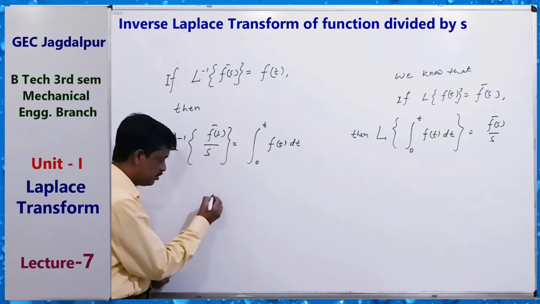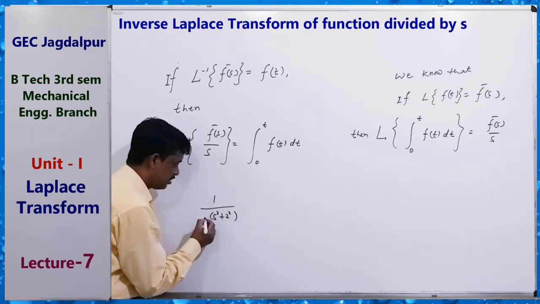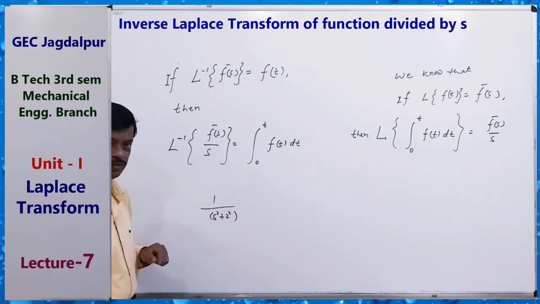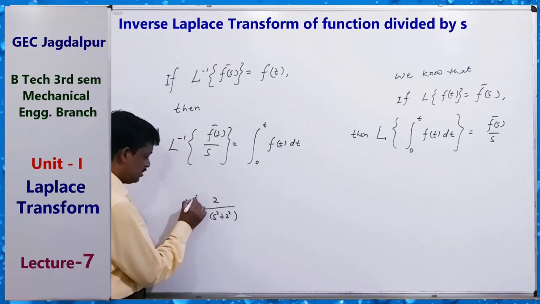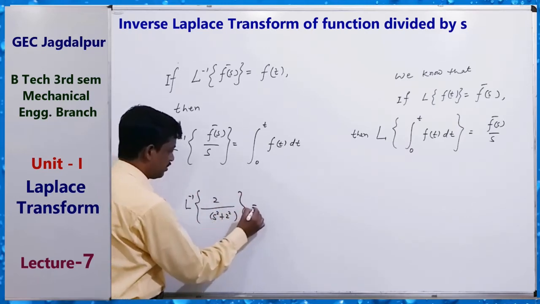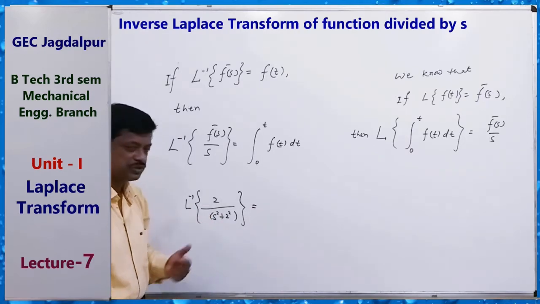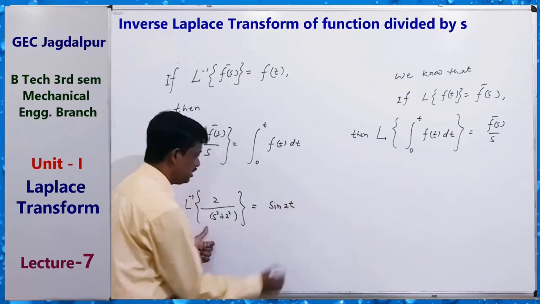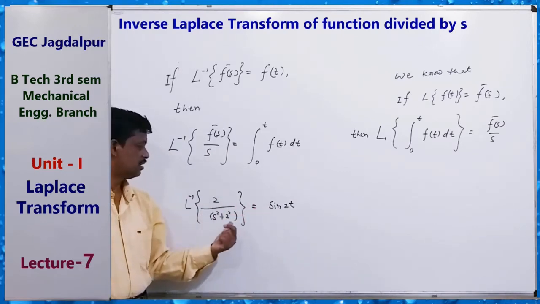Clear? Just like this, 1 upon s square plus 2 square. We know its Laplace transform. Suppose like this. So what is the inverse Laplace transform of this? We know the inverse Laplace transform of 2 by s square plus 2 square is sine 2t. Clear? Okay. L of sine 2t equals 2 by s square plus 2 square.